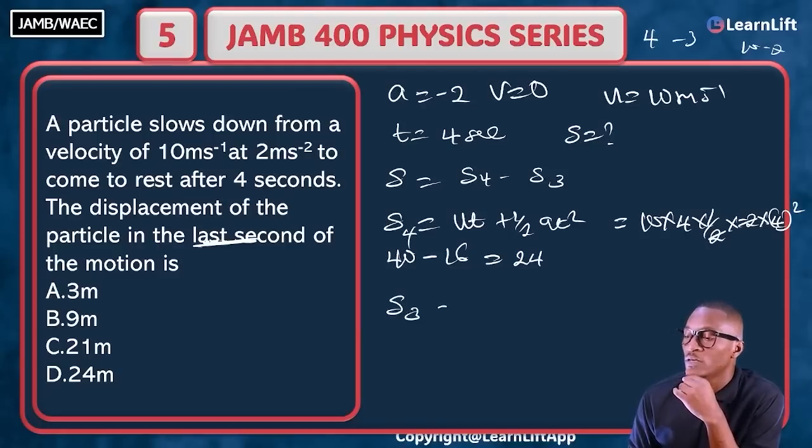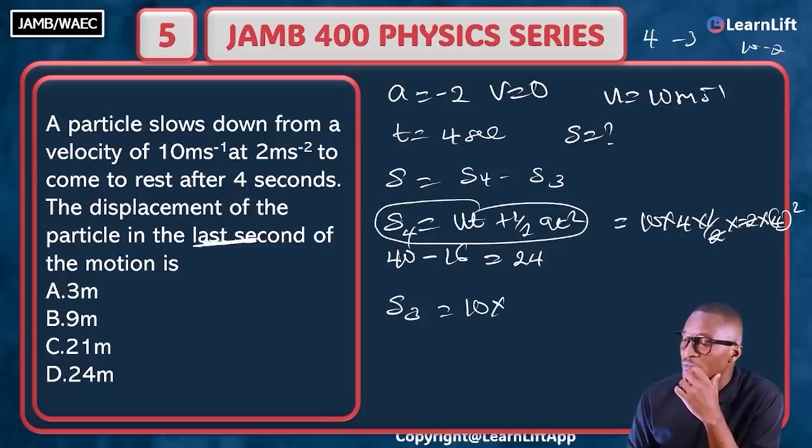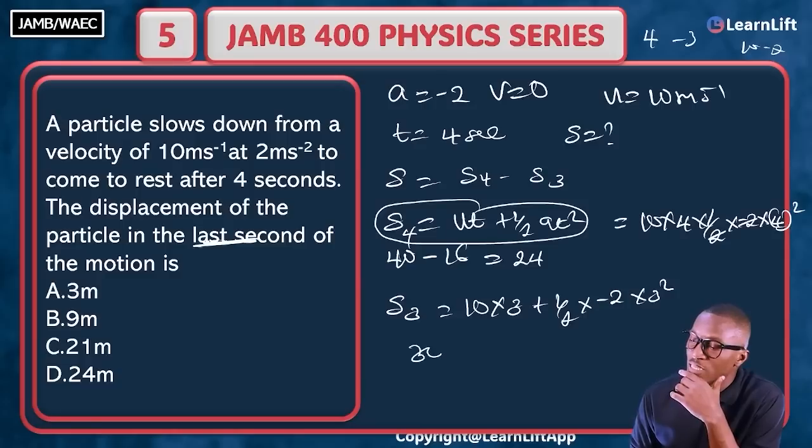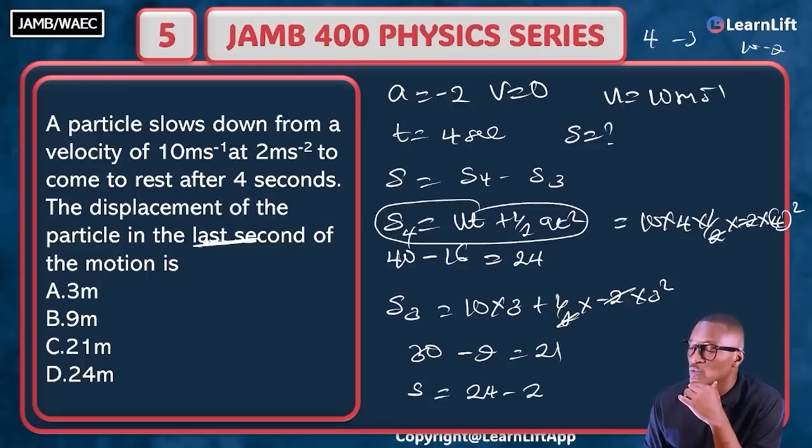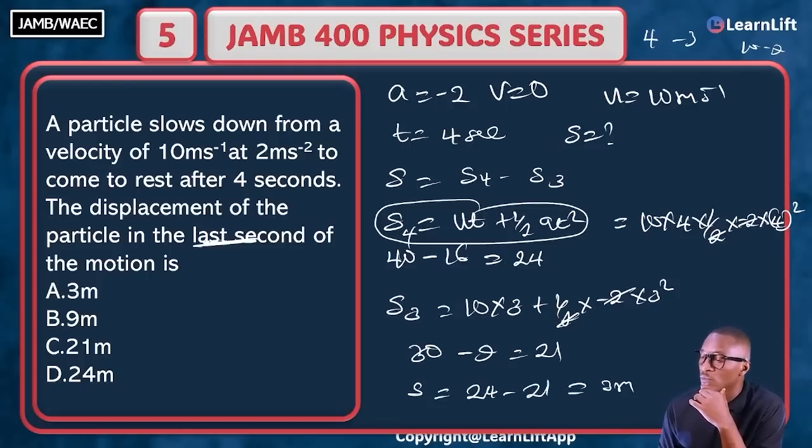Let's do it for 3, following this formula. So 10 times 3 plus 1 over 2 times minus 2, the cancellation is minus 2. What's the time there? Times 3 squared. That will give us 30 minus 9. Is that correct? What's 30 minus 9? That will give us 21. So the distance will now be equal to 24 minus 21, which is equal to 3 meters. Option A becomes the answer.